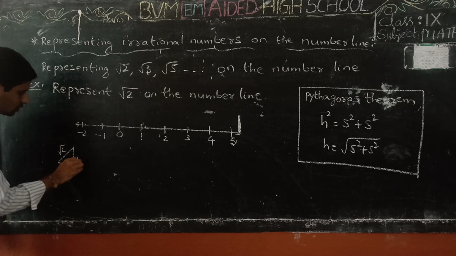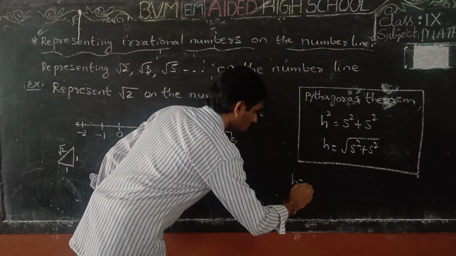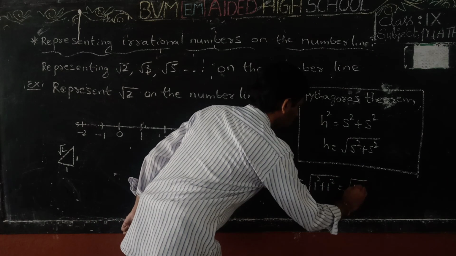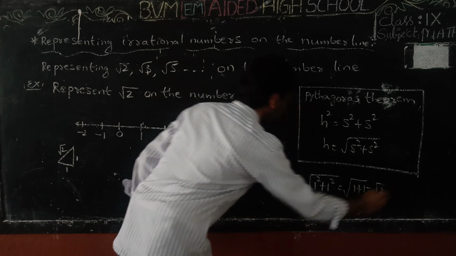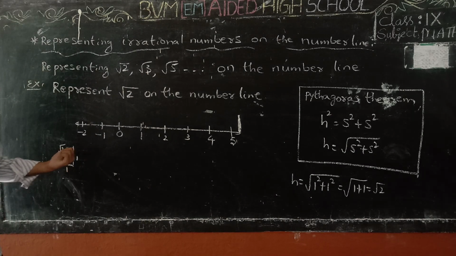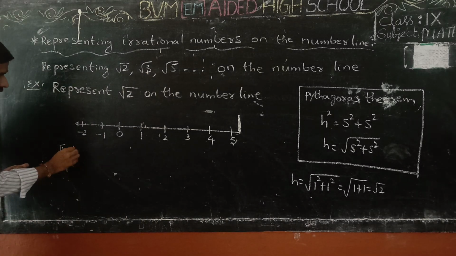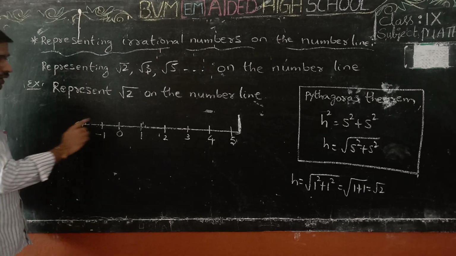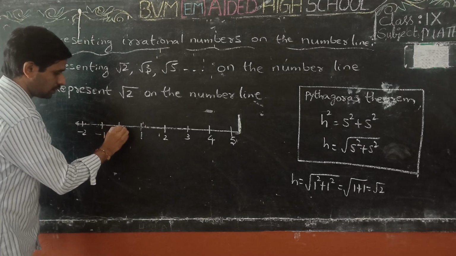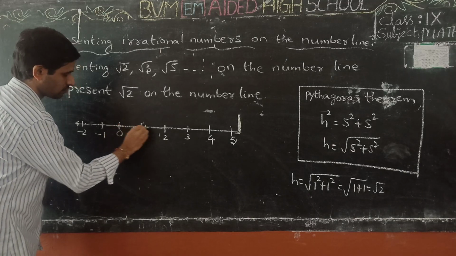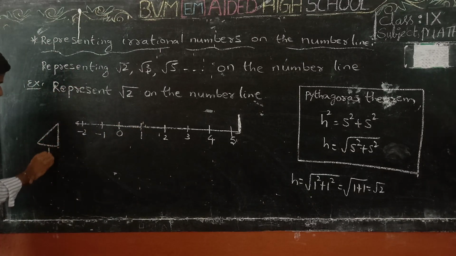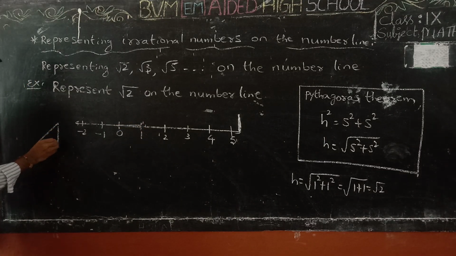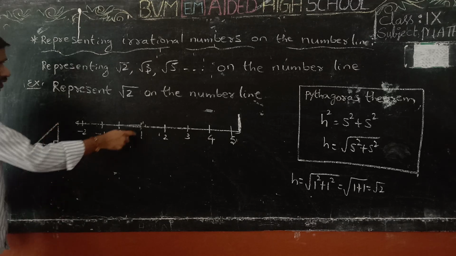So if this is 1, this is 1. Hypotenuse equals square root of 1 square plus 1 square, that is square root of 2. So if you want the hypotenuse as root 2, we need to take the remaining two sides as 1 and 1. For this, we draw a right angle triangle or a square on the number line. Take this as one unit, one base. We need to represent this height, the perpendicular, of 1 on the number line.